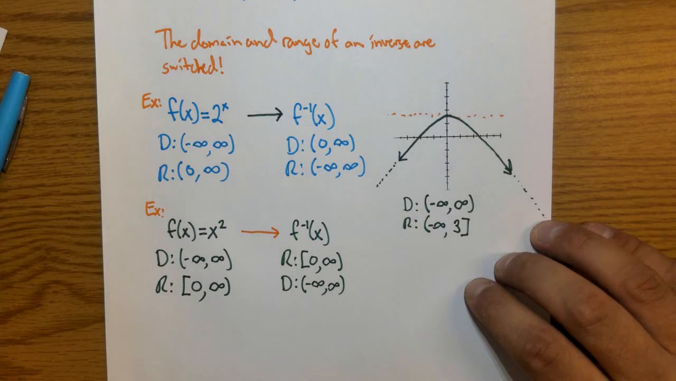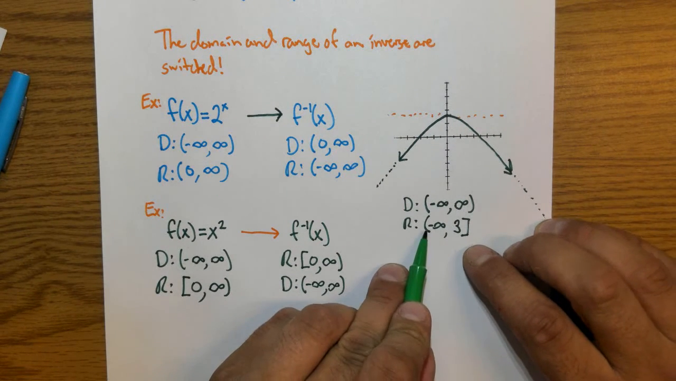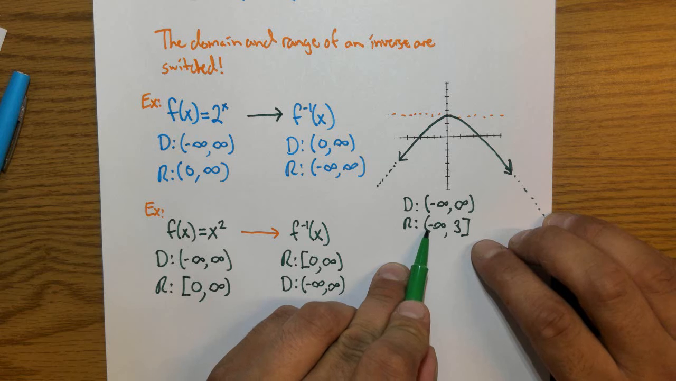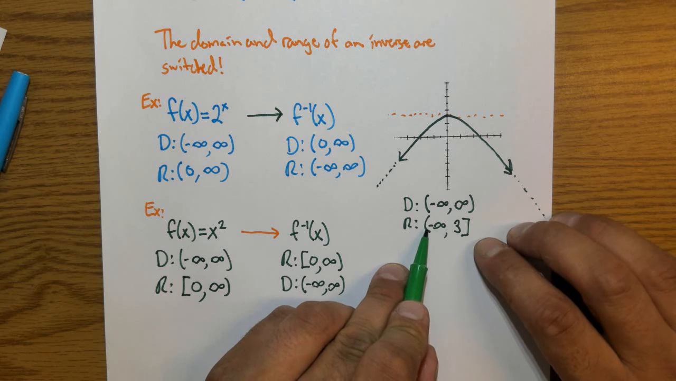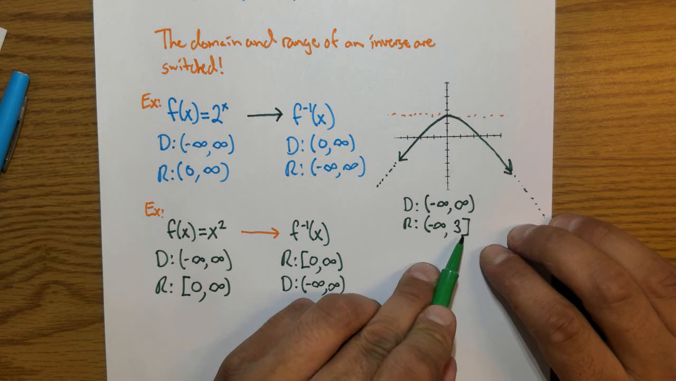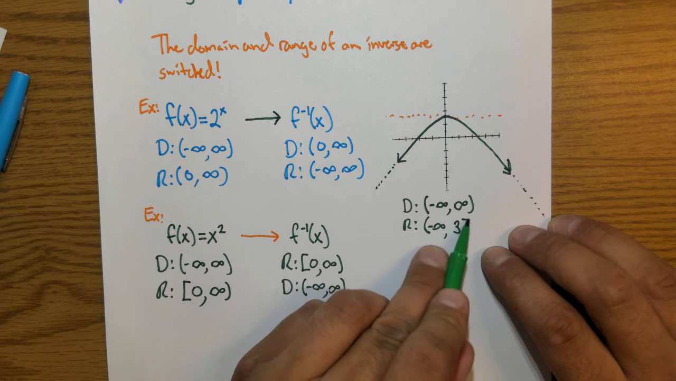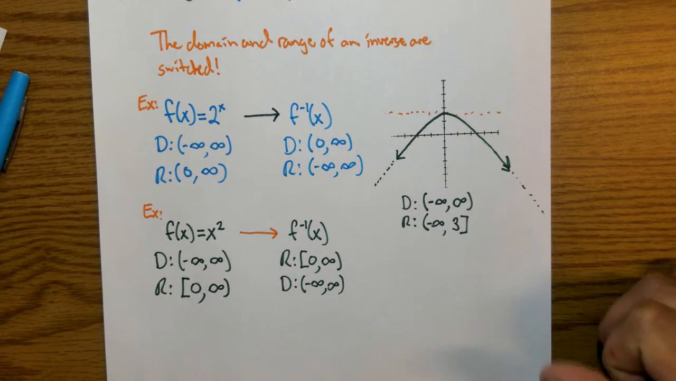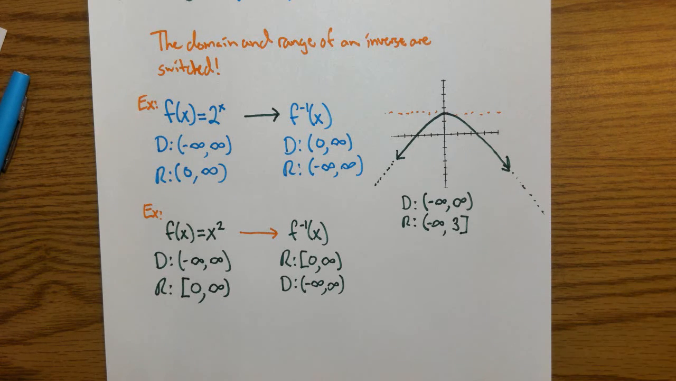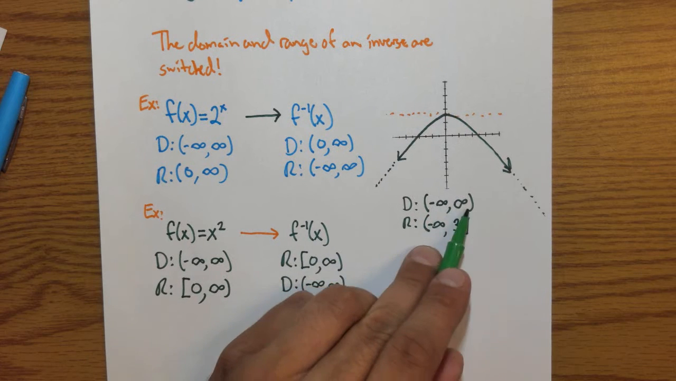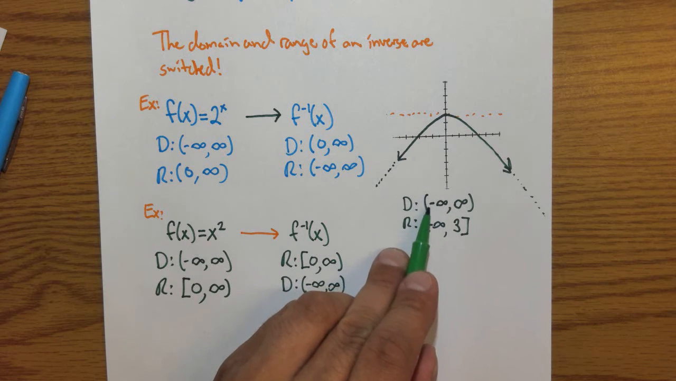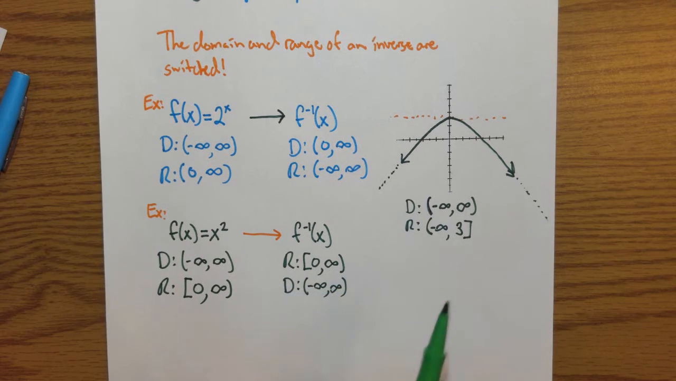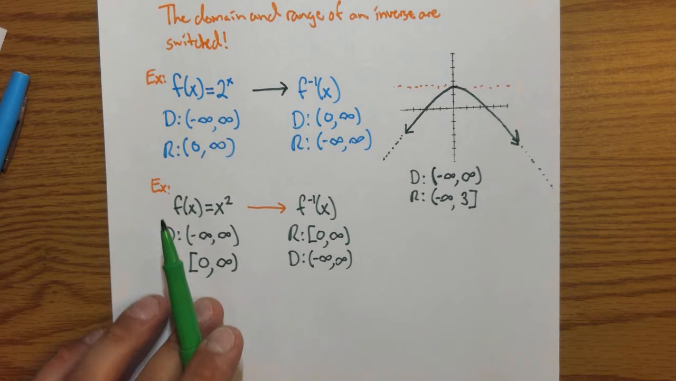Now, notice that I did a bracket here and a parenthesis here. The difference is that when a function actually reaches a point, it's included, we use a bracket. If it gets infinitely close to that point but doesn't reach it, we use a parenthesis. Okay? And whenever we deal with infinity, we always use parentheses.